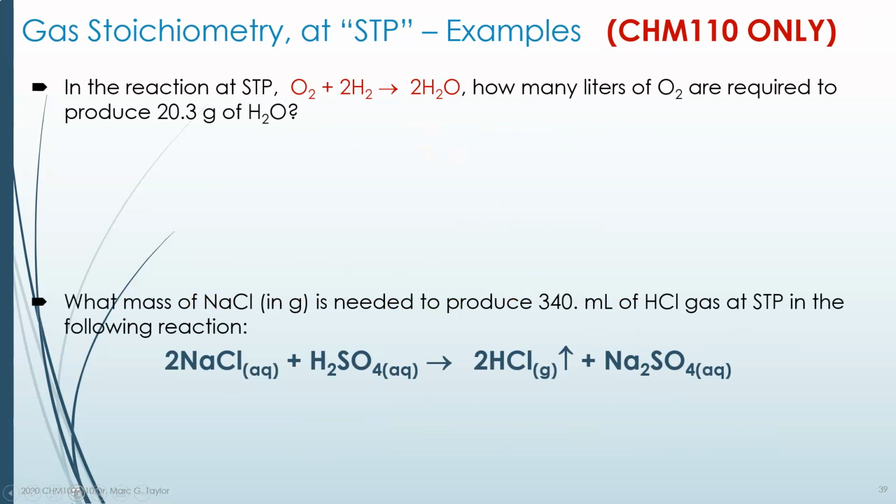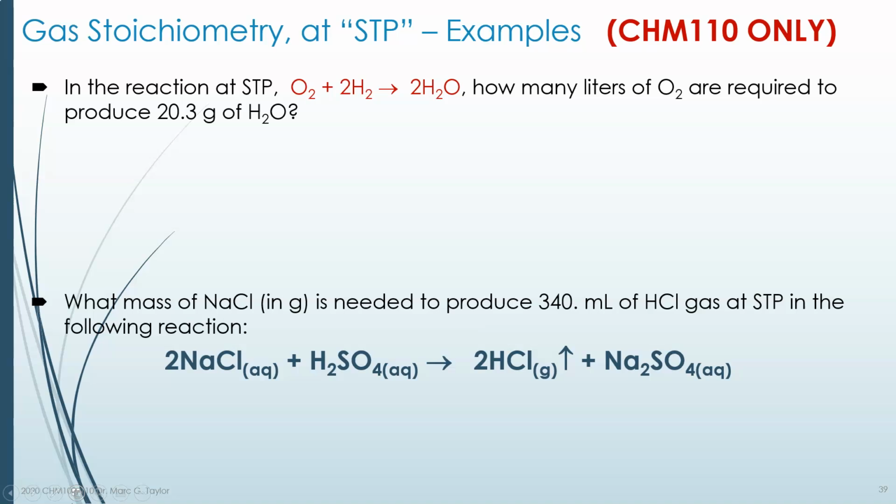So, how do we use this in an actual stoichiometry problem? Well, here are 2 typical stoichiometry problems that involve gas. In the first problem, it says, in the reaction at STP, okay, so you know you can use the shortcut. You don't have to use the long way to calculate gases with the ideal gas law. It says O2 plus 2H2 produce 2 water. How many liters of O2, that's a gas, are required to produce 20.3 grams of H2O?